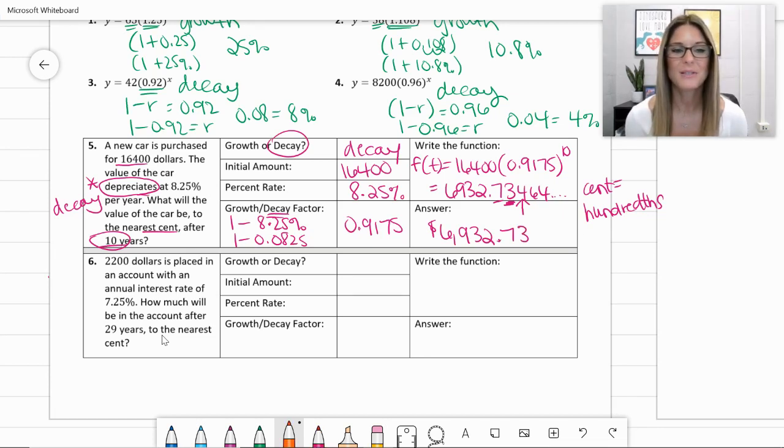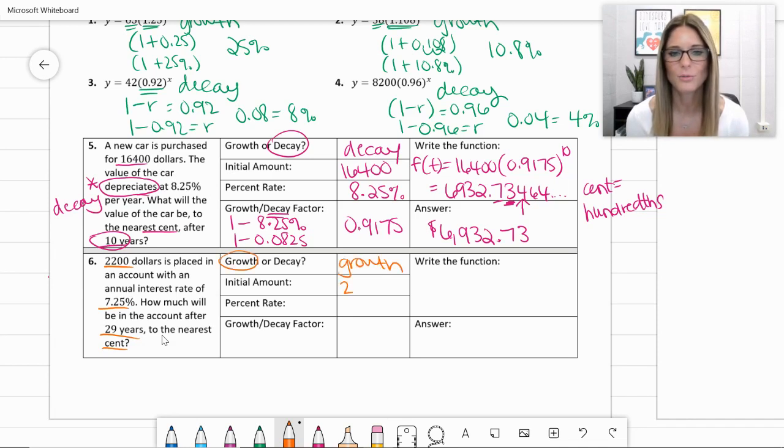Number 6, $2,200 is placed in an account with an annual interest rate of 7.25%. How much will be in the account after 29 years, rounded to the nearest cent again? So is this growth or decay? They don't explicitly say, but if you are placing money in an account with an interest rate, it better be growing. So this is a growth.